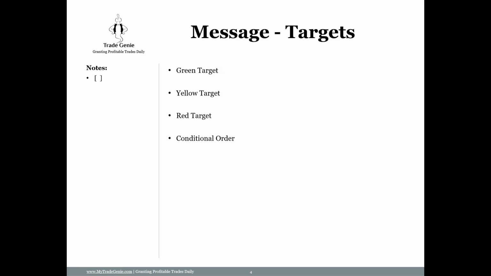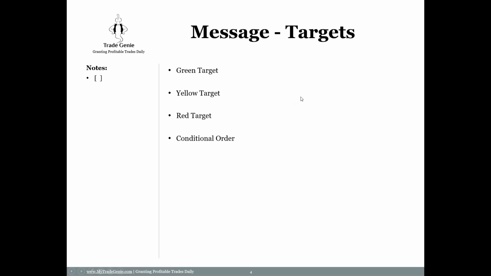Let's say Facebook, February 245 strike, right? And Facebook is trading, let's say, at 243. So the green target could be 240, 250. So the green target is 250.